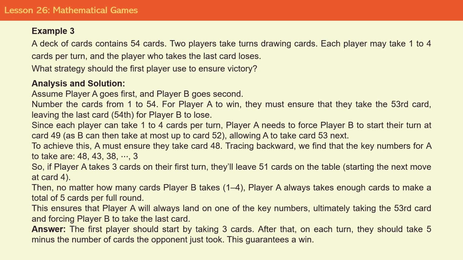Tracing backward, we find that the key numbers for A to take are 48, 43, 38, all the way to 3. So, if player A takes 3 cards on their first turn, they will leave 51 cards on the table, starting the next move at card 4. Then, no matter how many cards player B takes, player A always takes enough cards to make a total of 5 cards per full round. This ensures that player A will always land on one of the key numbers, ultimately taking the 53rd card and forcing player B to take the last card.